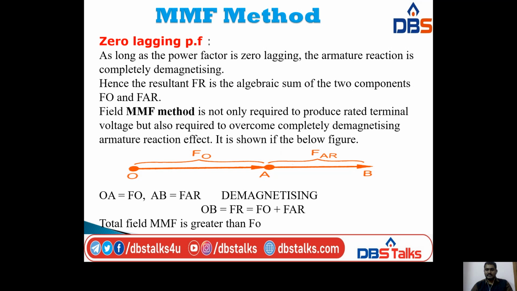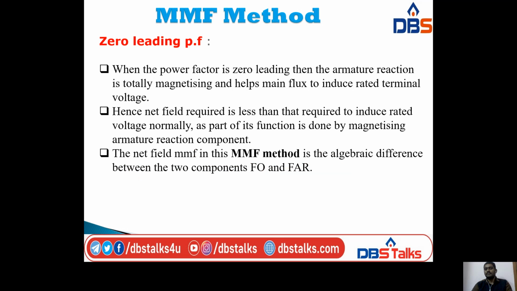So here it completely overcomes the demagnetizing armature reaction effect. Totally, OB is equal to FR, that is the resultant MMF. So OB is equal to FR, that is equal to the combination of F naught and FAR. Here the total field MMF, that is FR, is greater than F naught.